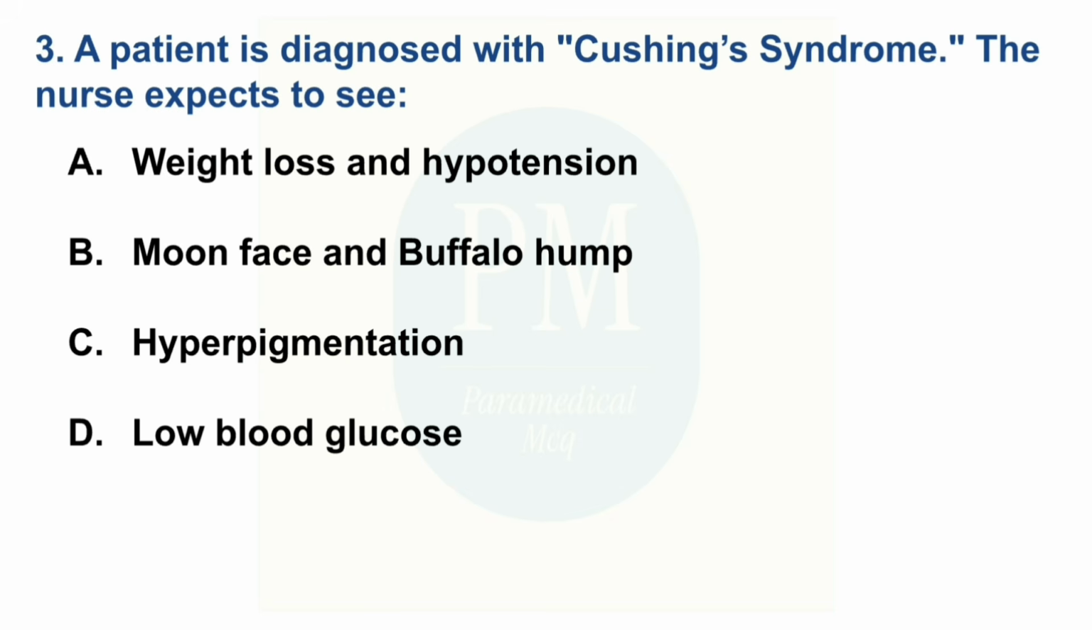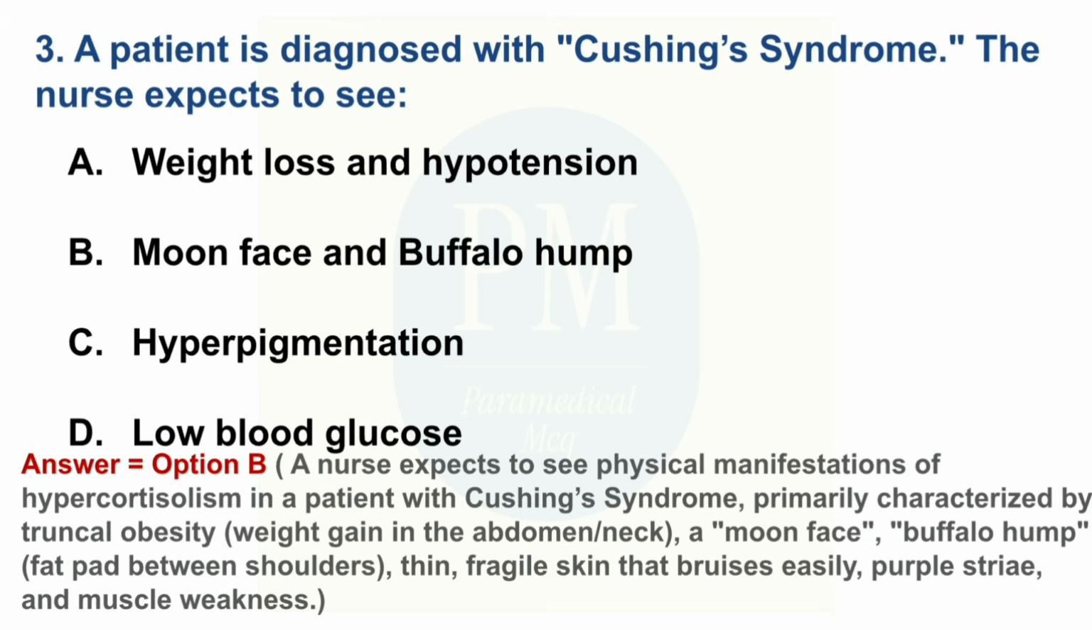A patient is diagnosed with Cushing syndrome. The nurse expects to see: option A, weight loss and hypotension; option B, moon face and buffalo hump; option C, hyperpigmentation; option D, low blood glucose. The correct option is option B, moon face and buffalo hump.